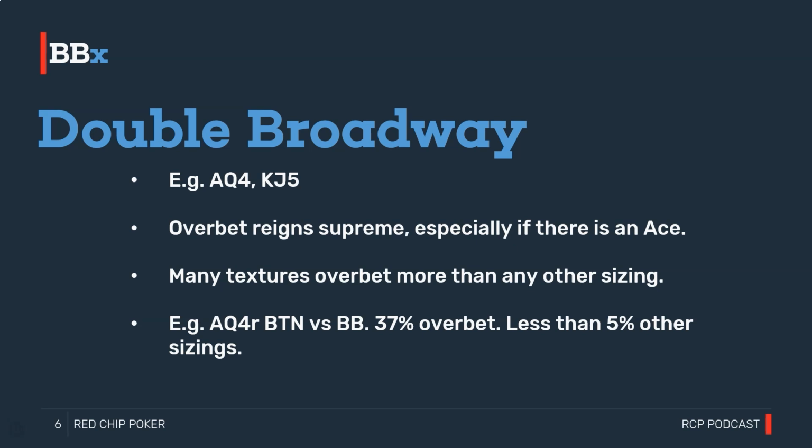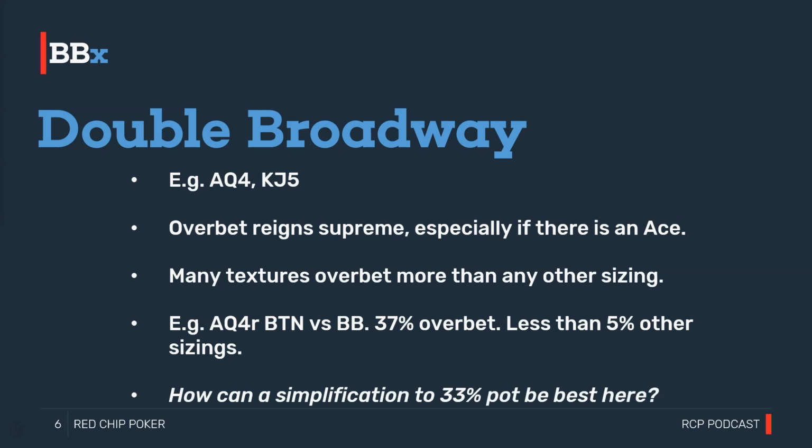So just thinking about those frequencies, 37% overbet, 5% other sizings, how can a simplification to 33% pot be best here? Now, this is just an open-ended question for you to answer and to think about. If overbetting is so heavily incentivized, what is the likelihood that hammering the 1/3 c-bet sizing is actually getting the best of it in terms of strategy? We're not going to try and prove or disprove that with any complex math or solver models, but my opinion is it seems fairly unlikely.